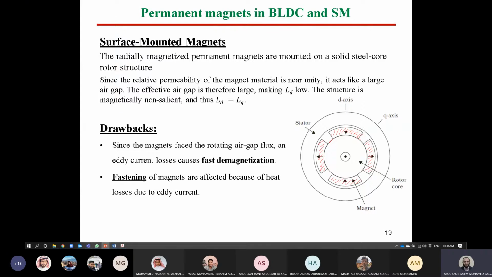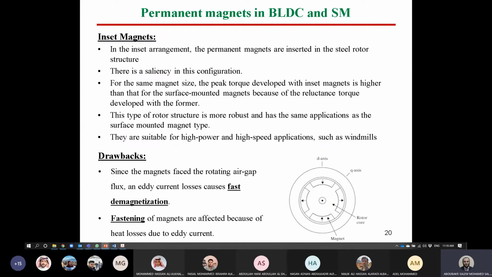We have another shape called inset magnets. For inset magnets, Shabab, as you can see, this is the rotor structure. You can see that we have some wedges of the rotor itself, which help to support the magnets. Okay? So here the dashed part is the rotor core. This is the magnetic material of the rotor core. And of course, in the middle, Shabab, is our shaft. Okay? And these are the magnets.